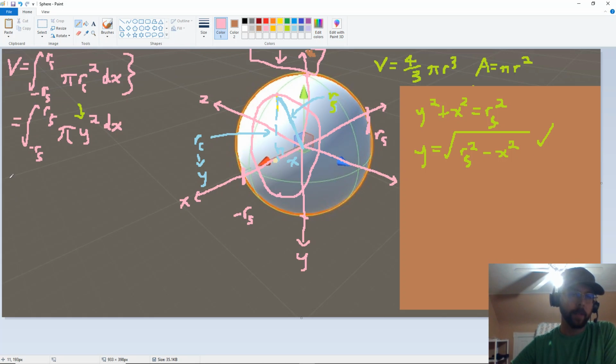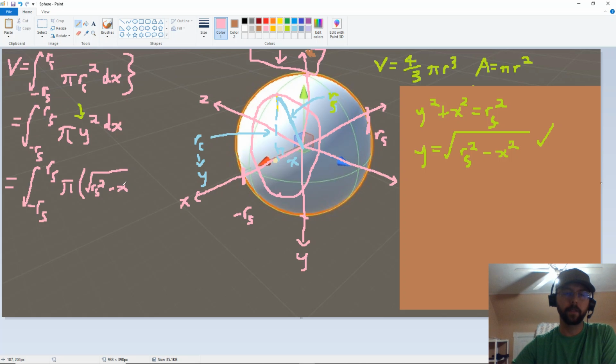Back to pink. So right now, if we substitute in, we have this equals the integral from negative r sub s to positive r sub s. Again, that represents moving along this x-axis. We're going to be adding up all of the slices along this x-axis to find the volume. Pi times the square root of r sub s squared minus x squared, squared, dx.